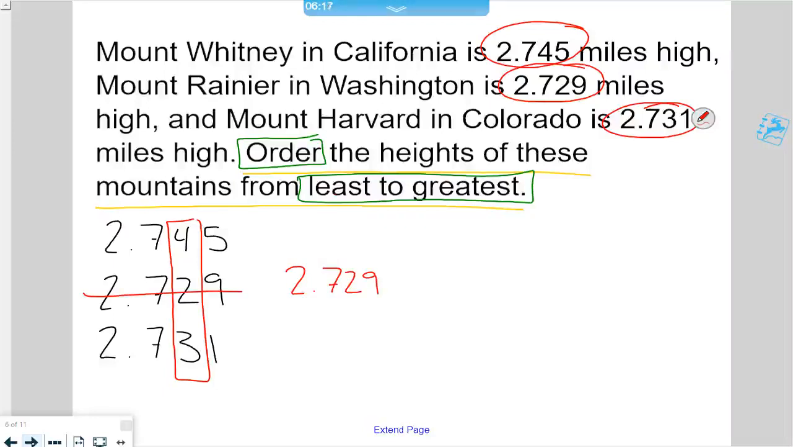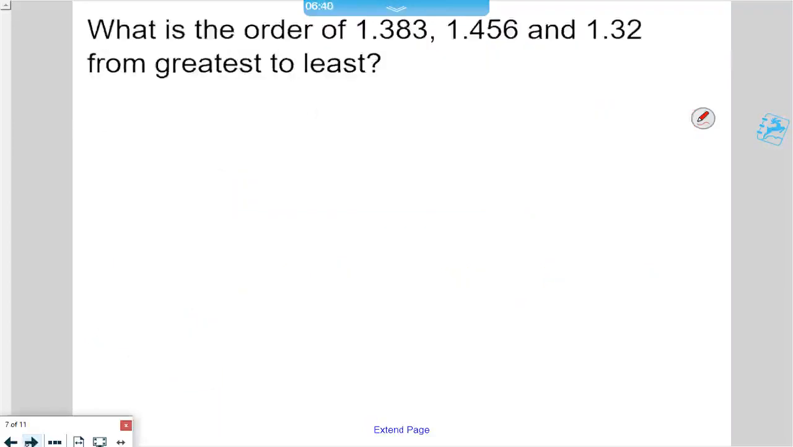Now because I have two different numbers here, I can keep going. 4 and 3, which one is the least out of that? It is 2 and 731 thousandths. Which leaves us with our greatest one, which is 2 and 745 thousandths. So we ordered the mountains from least to greatest.